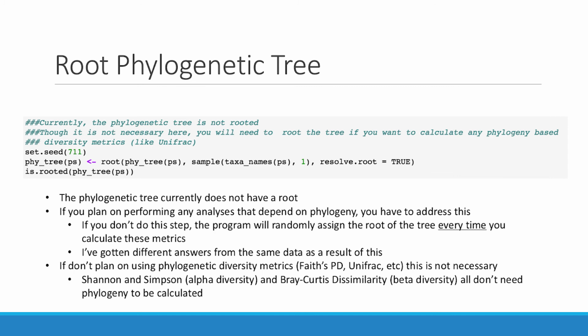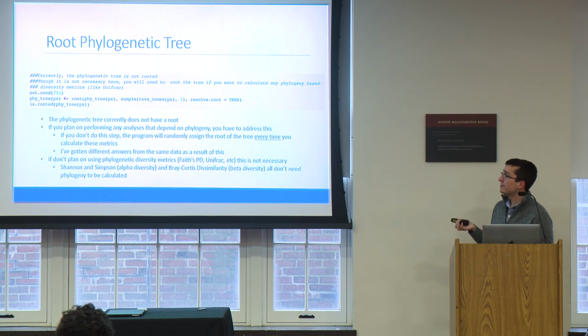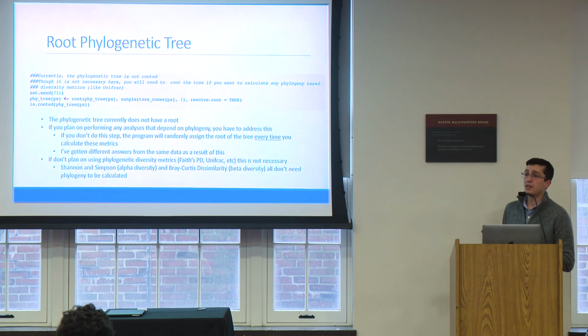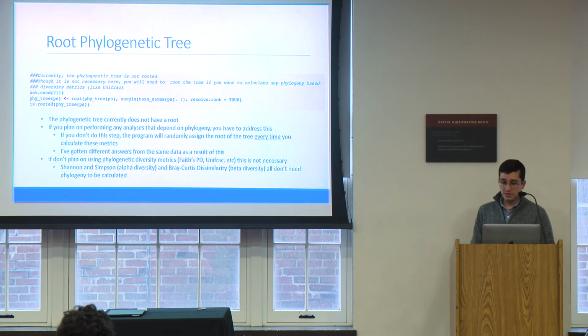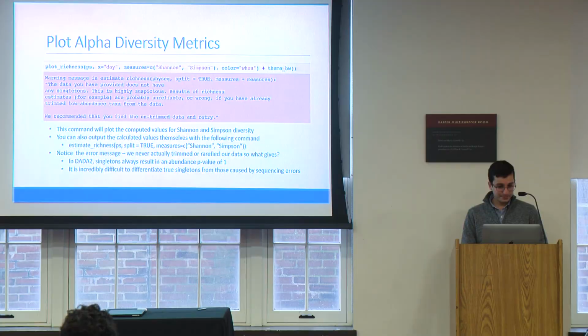So we won't really do anything with phylogeny in the next part, but this is something you should definitely do if you want to calculate UniFrac, either unweighted or weighted, or Faith's phylogenetic diversity. Other metrics like Shannon and Simpson diversity and Bray-Curtis dissimilarity for beta diversity don't need phylogeny to be calculated.